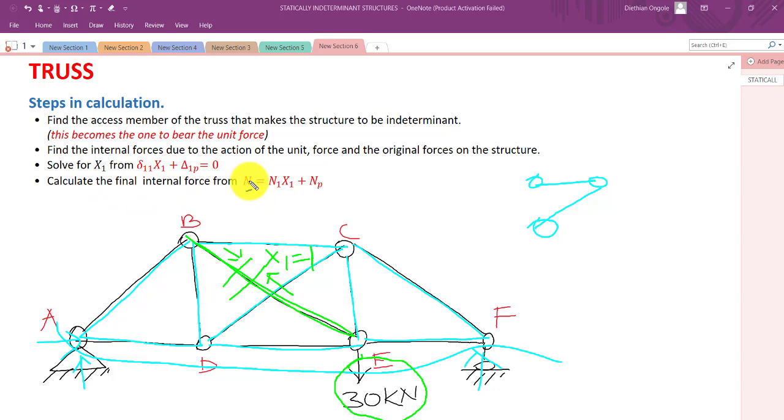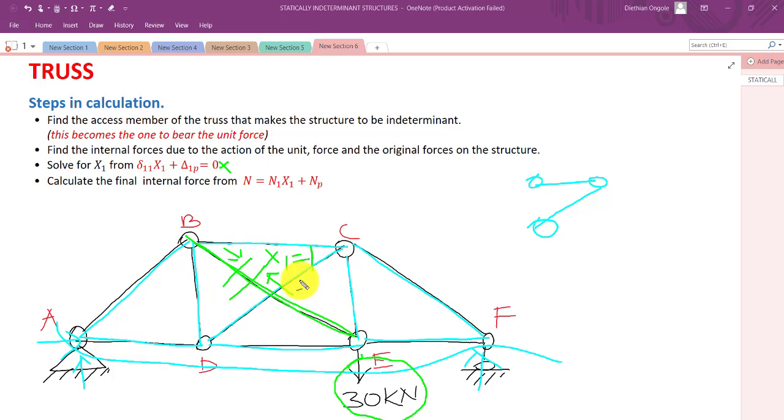Then we carry out the last evaluation, that is of the final internal forces from N is equal to N1 x1. The N1 represents the internal forces from the action of the unit force, times x1 that we get from this equation here, and then lastly we add our NP, that is the internal forces from the action of the original loading on the system. So I hope the steps are clear.